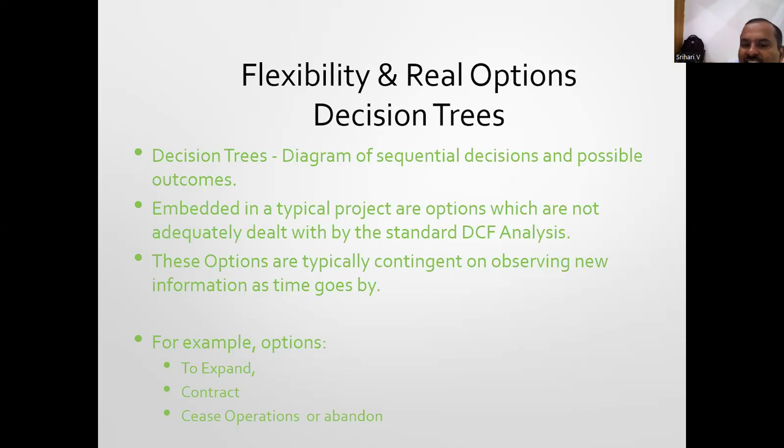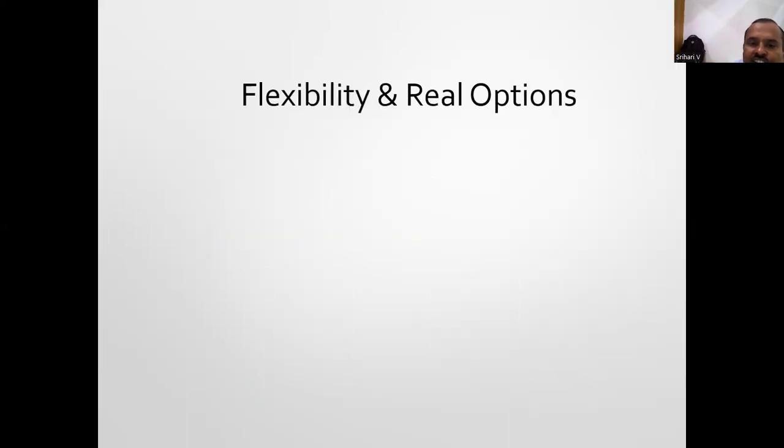Then decision tree. A decision tree is a diagrammatic representation of various decisions over time. With the help of a diagram, the project is analyzed based on the different decisions that the financial manager is going to take, and the outcomes. If the outcome is going to give positive profits, then the decision is accepted. If the outcome is going to give negative NPV, then the project is rejected. This is called a decision tree.